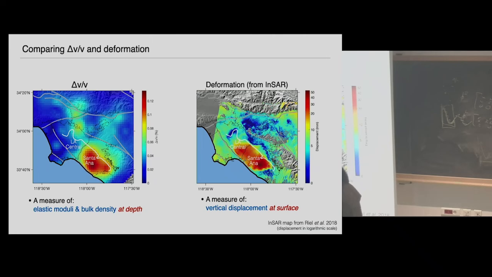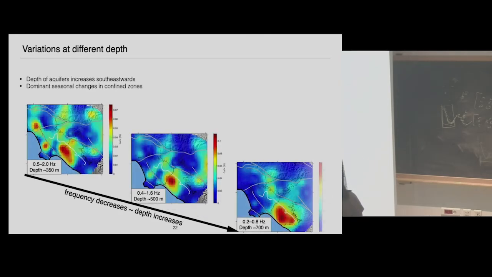We try to answer this by thinking about one unique ability of our seismological approach. That is, we have different depth sensitivity by using different frequency. So this map is measured within one frequency band. If I look at the results at different frequency bands, from left to right are measured with decreasing frequencies, corresponding to deeper and deeper depths below the surface.